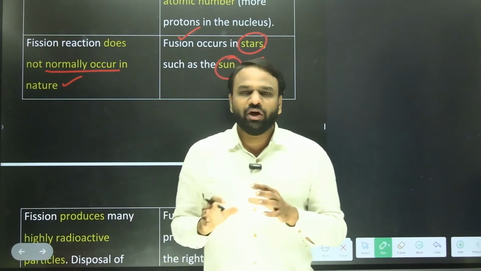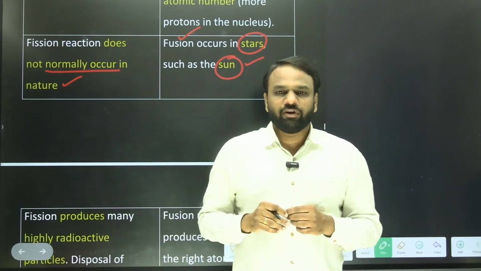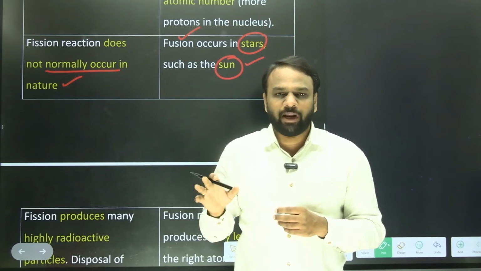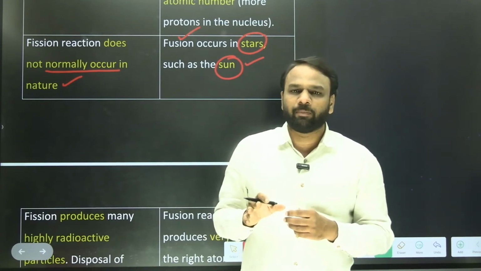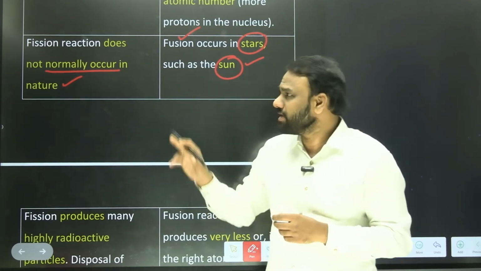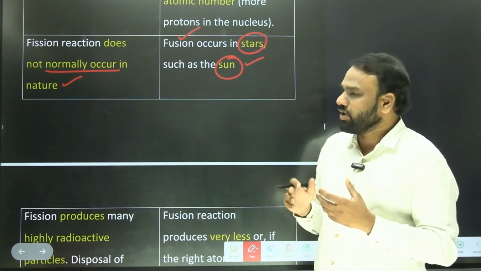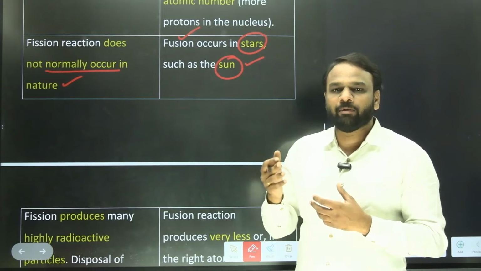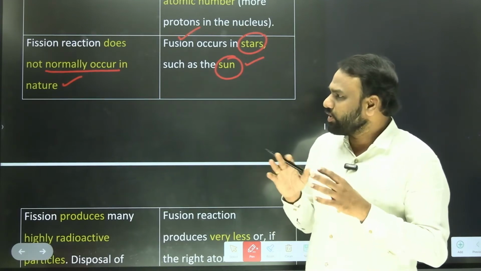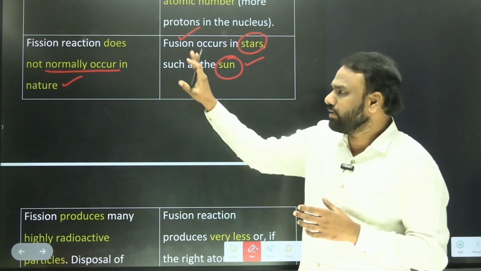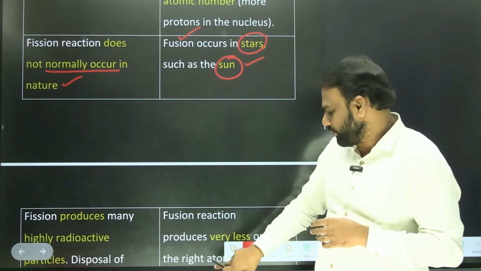Then where do they occur? They occur in an artificial environment. For example, as I mentioned, in the majority of nuclear power plants, the reaction which takes place is fission reaction, because the technology related to fusion reaction, with the help of which we can generate electricity, has not yet been completely developed. So the majority of nuclear power plants work on fission reaction. A very important point to note.